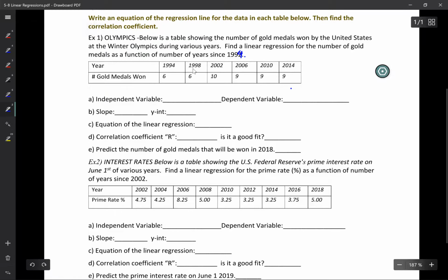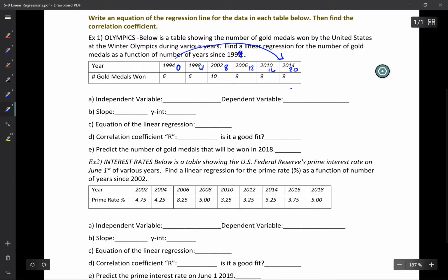So 1994, that's going to be year 0. 1998 is going to be year 4 because that's 4 years later. 2002 is year 8 because that's 8 years later. 12, 16, and 20. Notice from 1994 to 2014, that's 20 years later. A couple neat things to look at. Notice that it's every 4 years, because the Winter Olympics has been every 4 years.